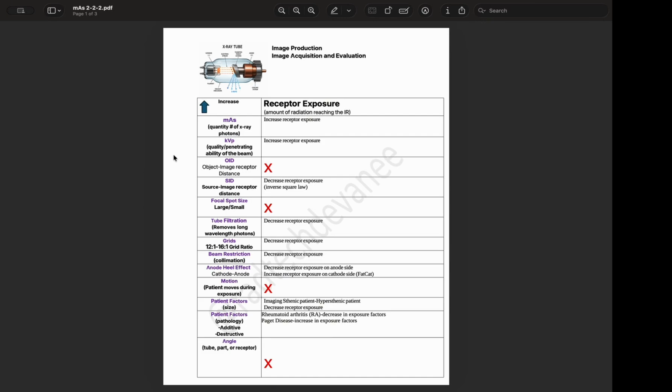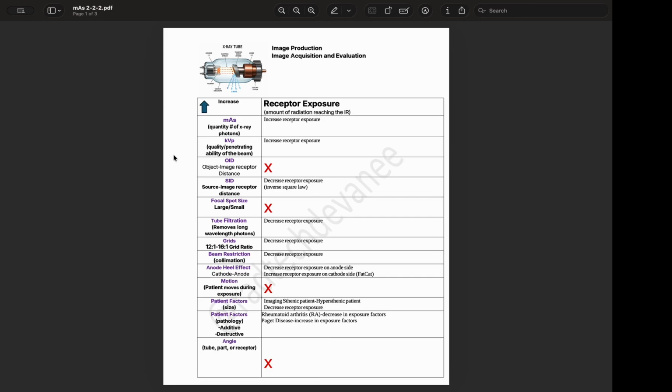Next, we have patient factors, so pathology. So we have additive and destructive pathology. So additive, for example, Paget's disease, that is going to require an increase in our exposure factors. So that is going to decrease receptor exposure. Why? Because more of that radiation is going to get absorbed and not go through the patient and reach the image receptor. So receptor exposure goes down.